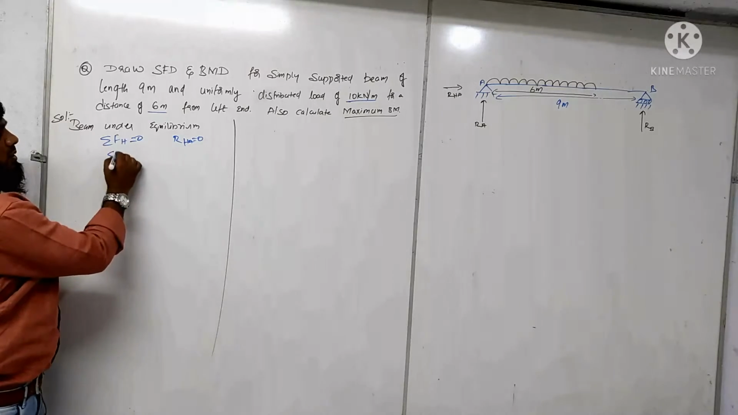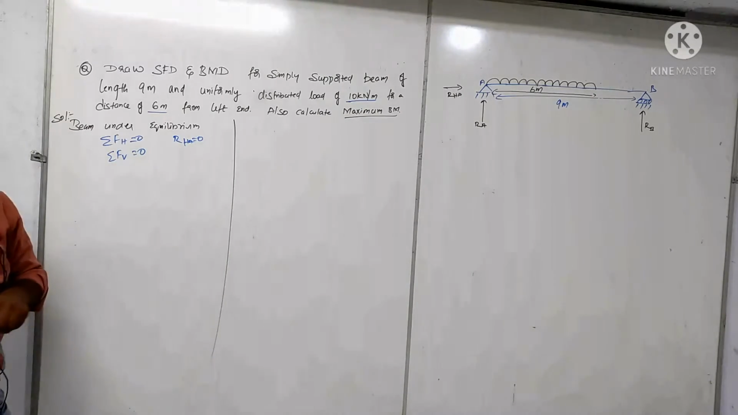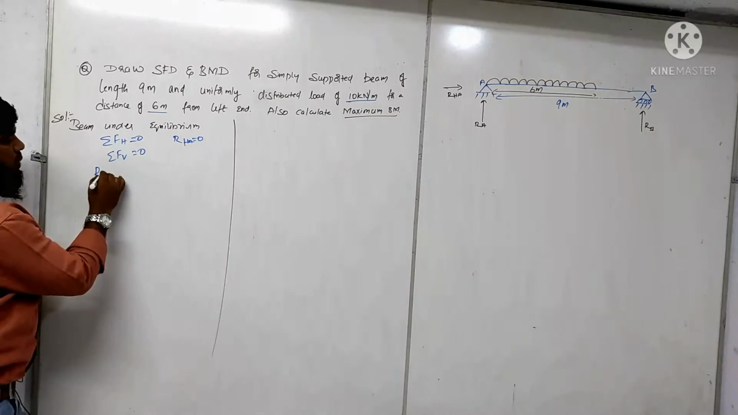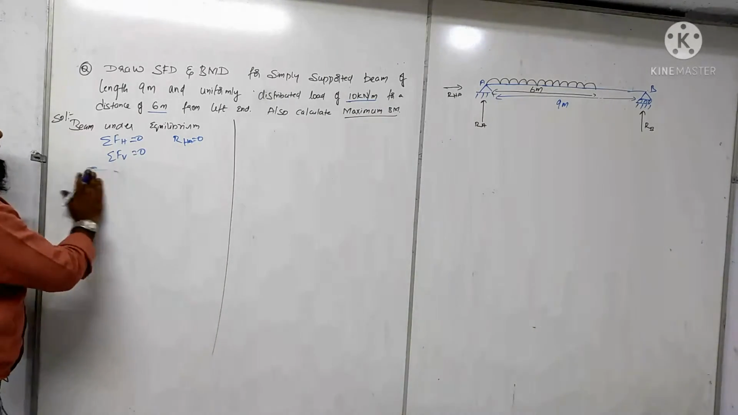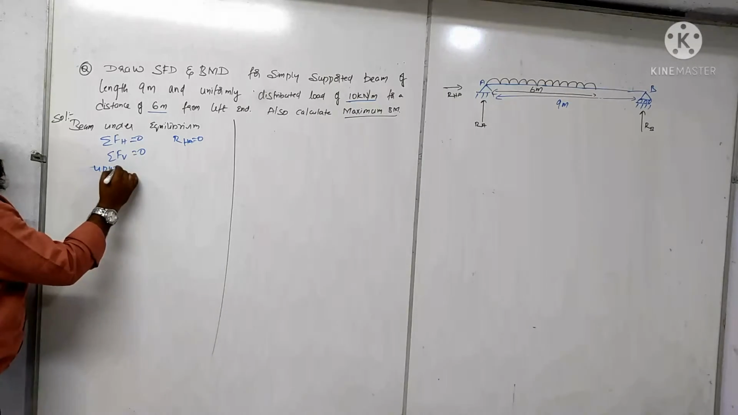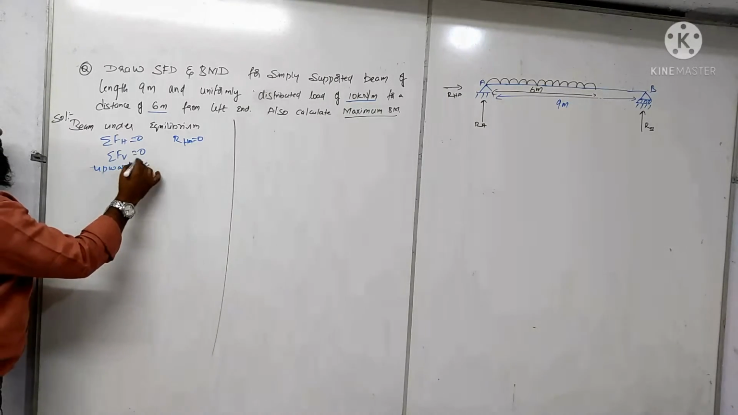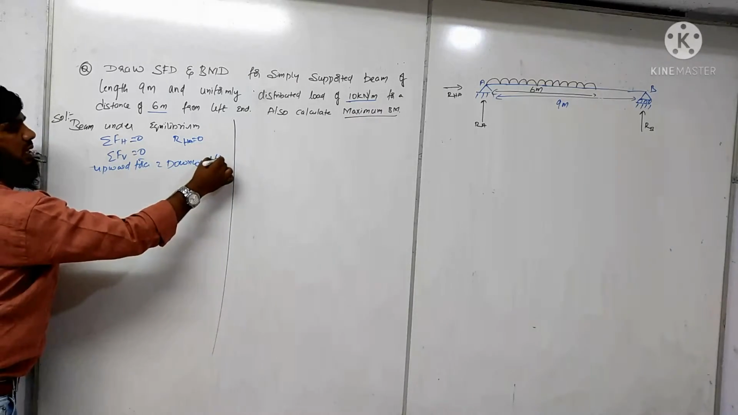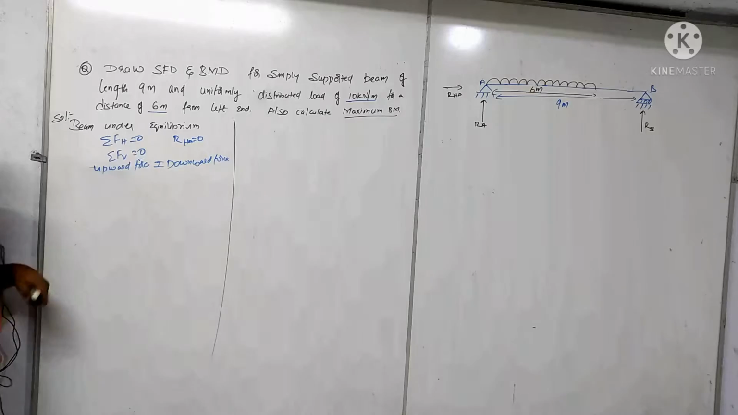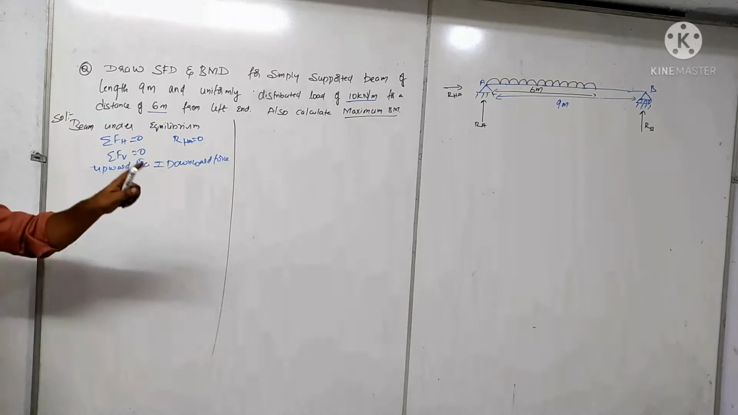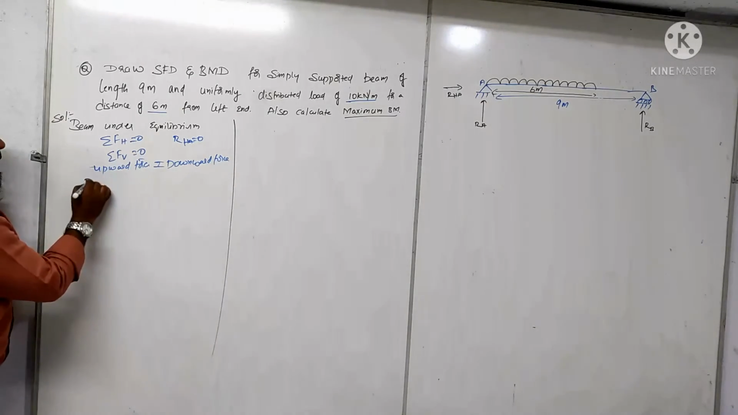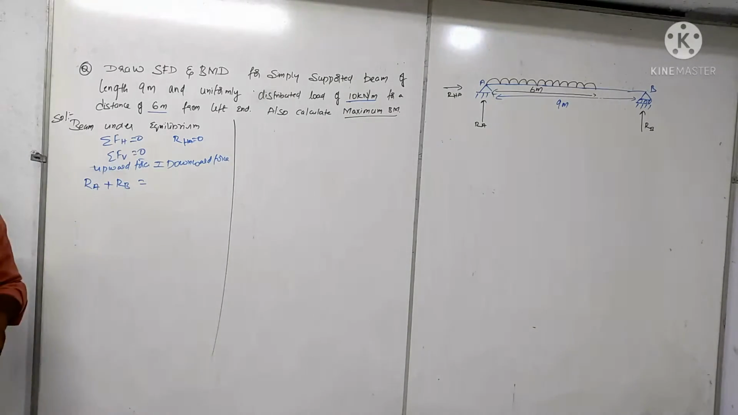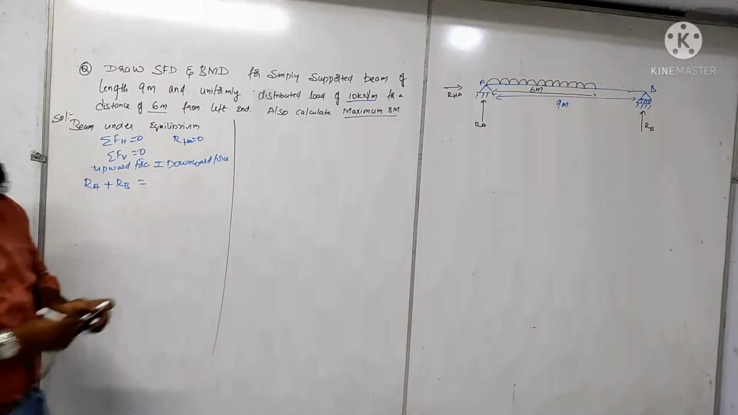Next is summation of vertical forces equal to 0. What are the vertical forces we are having here? Let us take RA as one vertical force. Again, to understand easily, we can write another concept: upward force is equal to downward force. What are the upward forces? RA and RB. So RA plus RB is equal to your UDL. UDL will obviously act downward.